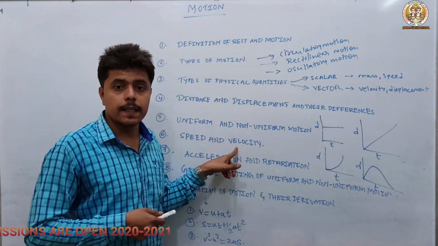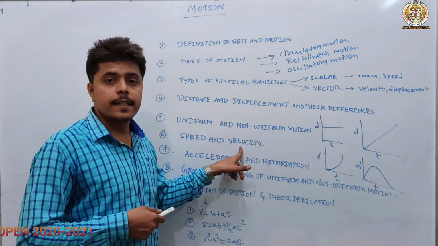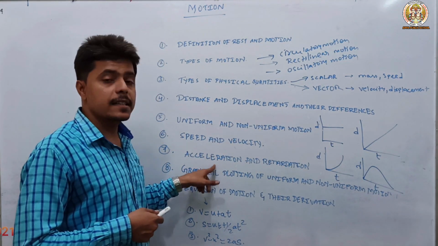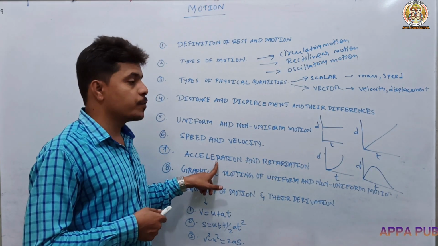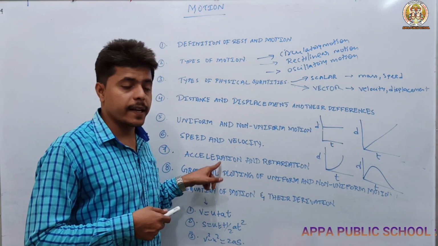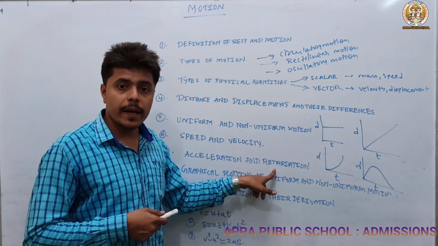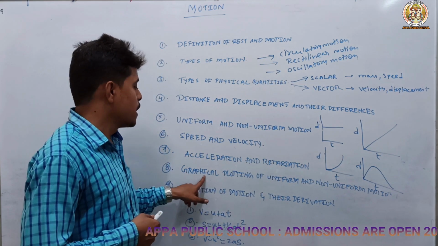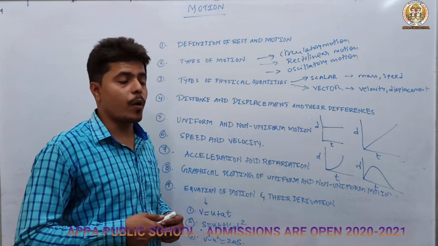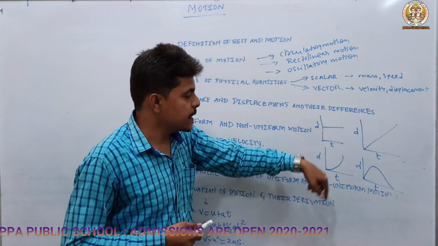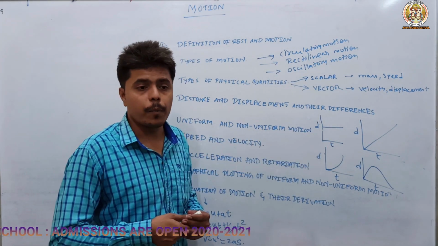Speed and velocity: distance traveled by time taken, displacement by time taken. Acceleration and retardation: the rate of change of velocity with respect to time we call acceleration, and the negative acceleration we call retardation. Graphical plotting of uniform and non-uniform motion. So here you can see the four rough graphs we have plotted.